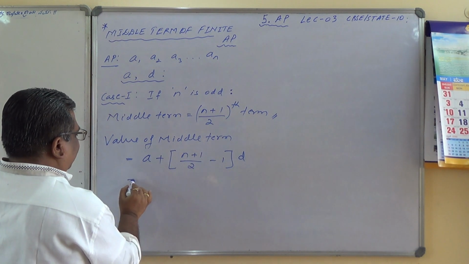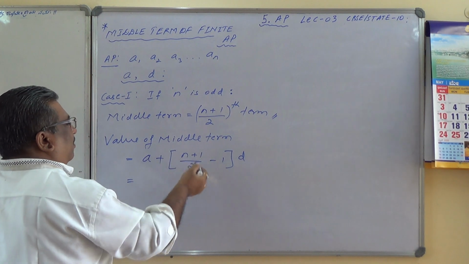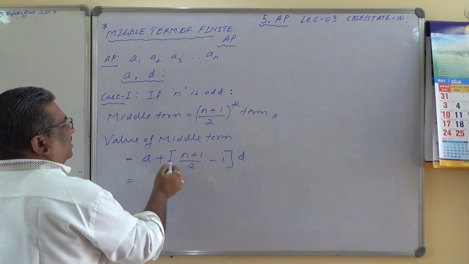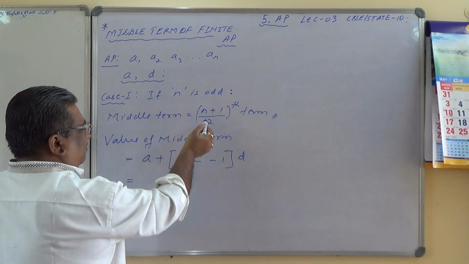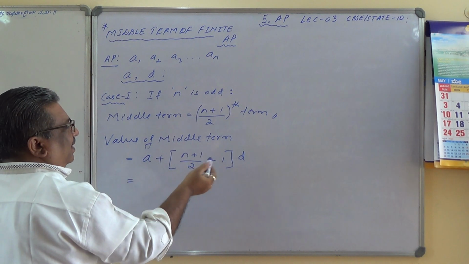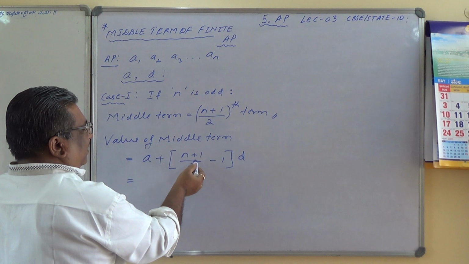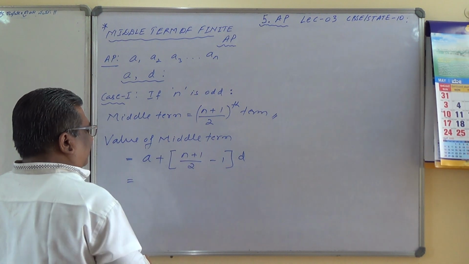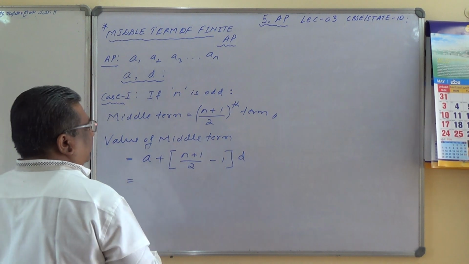So let me work out. Actually, you should know the final formula. I should stop here. A plus n plus 1 by 2 minus 1 into D. So if this is the middle term, the value of the middle term is given by a plus n minus 1 into D. That formula I am using, the general term, and here n is n plus 1 by 2 minus 1. I don't know whether you are able to understand this. Look at this once again.